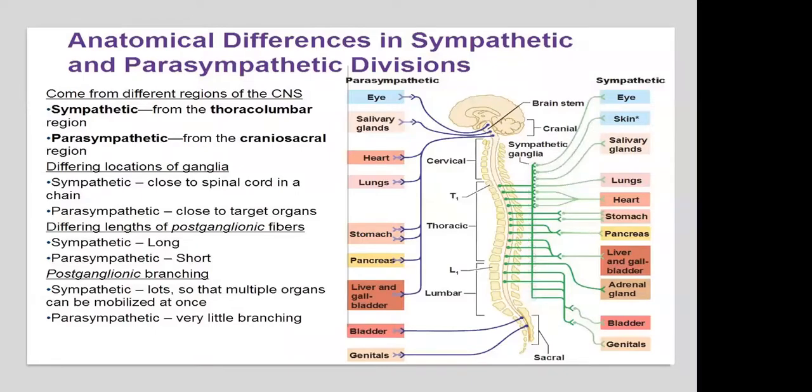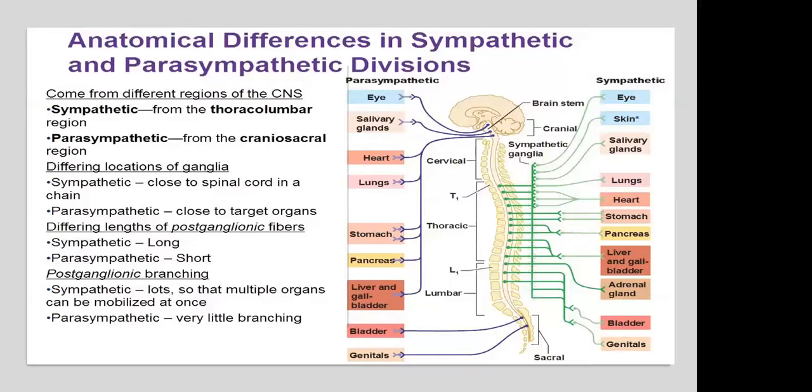The ganglia in the sympathetic are located at the spinal cord in a chain, and the parasympathetic ganglia are close to the target organs. As for the different lengths of the postganglionic fibers, in the sympathetic they are long, but in the parasympathetic they are short. The postganglionic branches in the sympathetic are many, because they need to mobilize multiple organs. In the parasympathetic, there is very little branching.